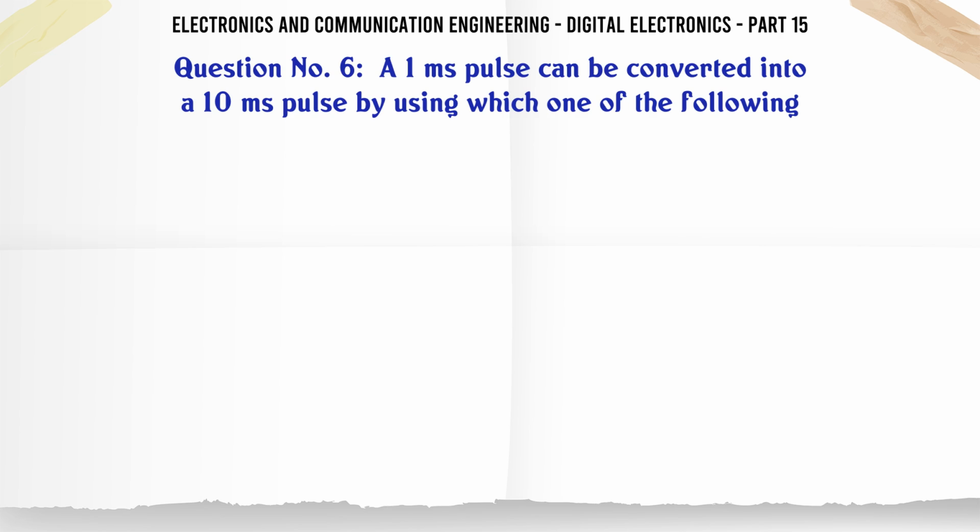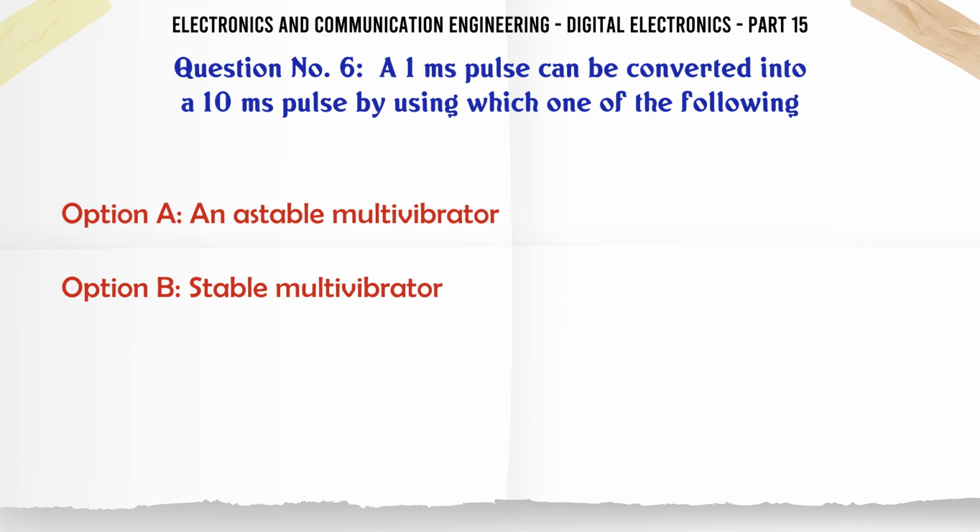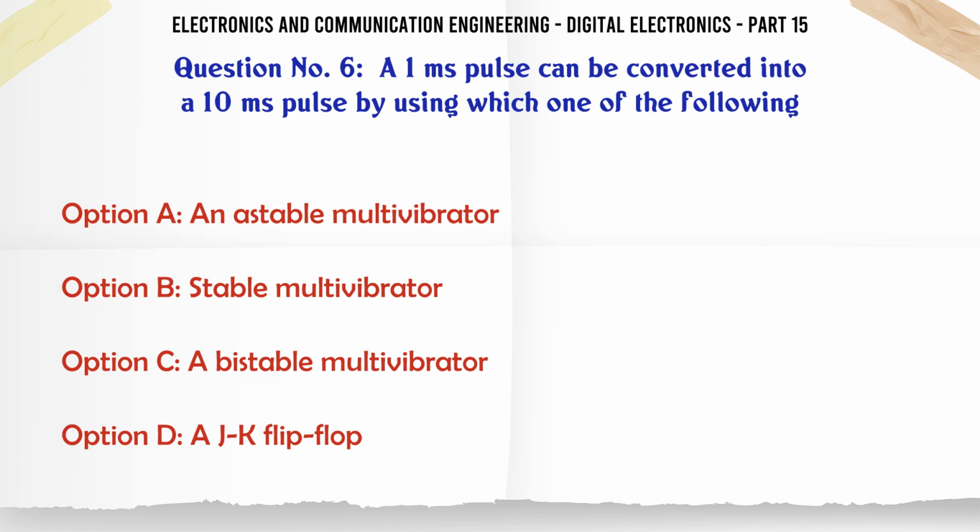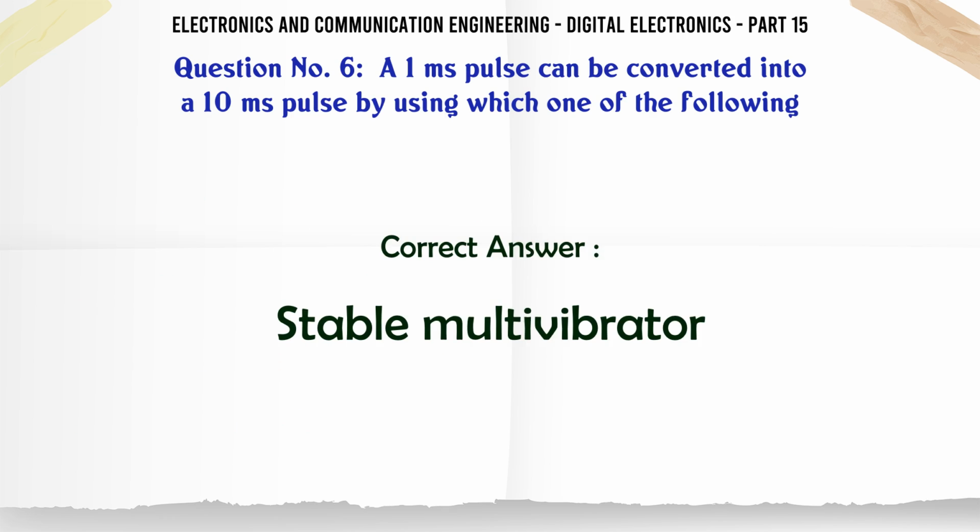A 1 ms pulse can be converted into a 10 ms pulse by using which one of the following? A. An astable multivibrator. B. Monostable multivibrator. C. A bistable multivibrator. D. A JK flip-flop. The correct answer is monostable multivibrator.